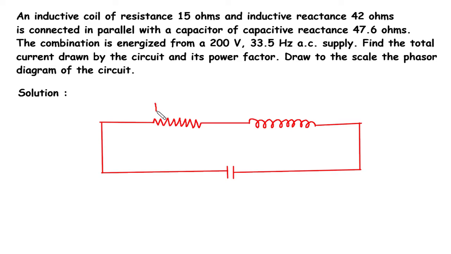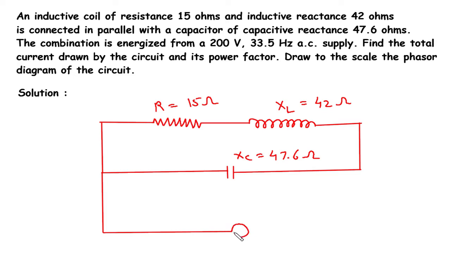The value of this resistance R is equal to 15 ohm. The value of inductive reactance XL is equal to 42 ohm. The capacitor has capacitive reactance XC equal to 47.6 ohm. The supply voltage is AC and it is 200 volt, 33.5 Hz.